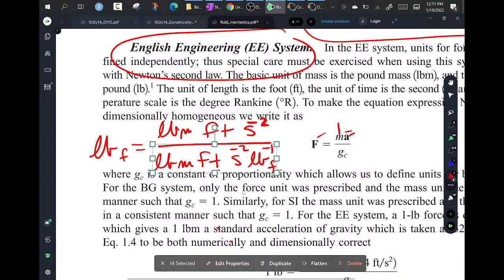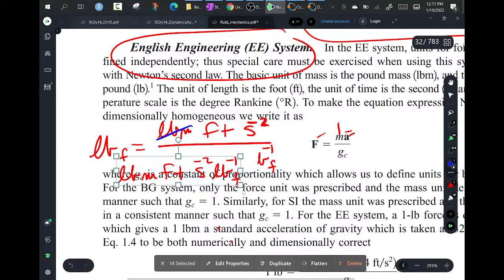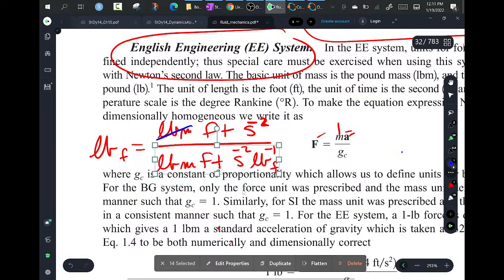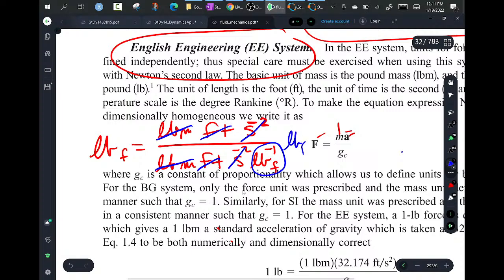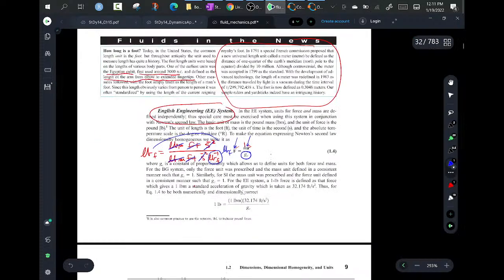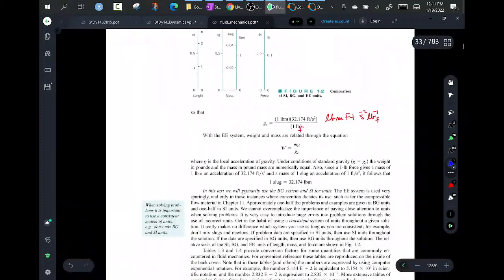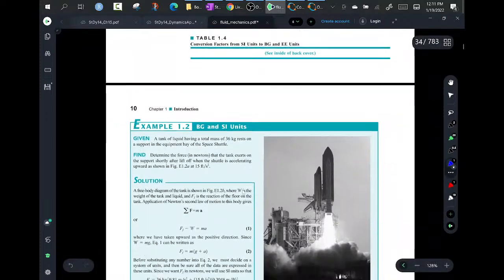So if you look at this real quick, I copied this from the previous page. Now I'm going to use the blue to slice everything. Okay, I have to hit the escape key. I can cancel that, and I can have this, which will be pounds force on top, and the units cancel. So the fact of the matter is they made this G sub C such that the left-hand side equals the right-hand side. I just hate dealing with G sub C. Okay, so let's go on.